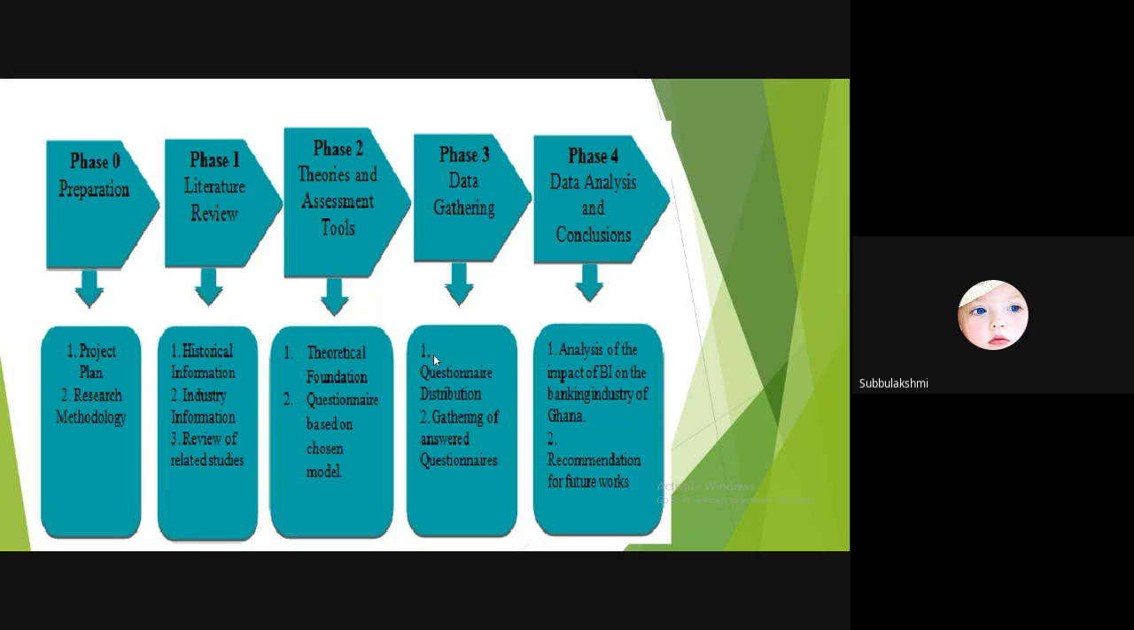Next, phase 2, what we do is assessment tools, the various theories connected with our area of study, the assessment tools that are essential. So questionnaire, whether it is going to be questionnaire based, feedback based, all those we will be discussing in phase 2. And phase 3 is based on what we have decided in phase 2, we implement in phase 3, that is data gathering. So we prepare the questionnaire, we distribute the questionnaire, we gather answers, we analyze it.